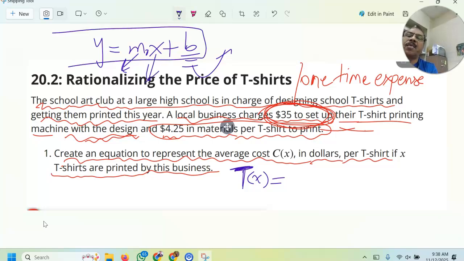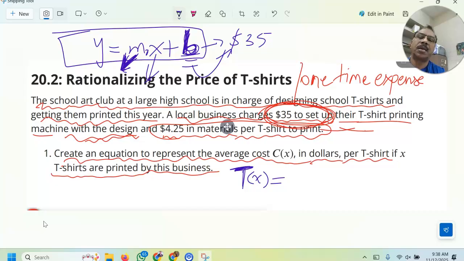So you know this from your Algebra 1 class, but how do we relate it to here? What has it got to do with this stuff here? So this b is the y-intercept, which in this case is the down payment of $35. So that's 35. And m is the rate of change. Every t-shirt is costing $4.25. Okay? And what this x stands for is the number of t-shirts to be printed.